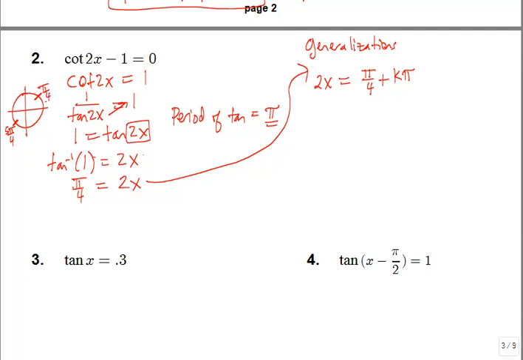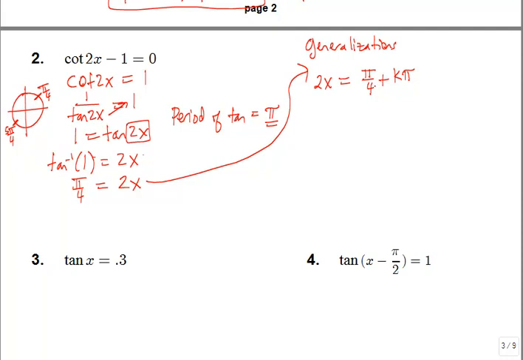So in this particular problem, because it was a tangent, I didn't need to list both pi over 4 and 5 pi over 4. I only needed to list the first one because when I add on that k pi, I'm going to be generating that third quadrant angle as well because of the smaller period. So that's one tricky part right there.